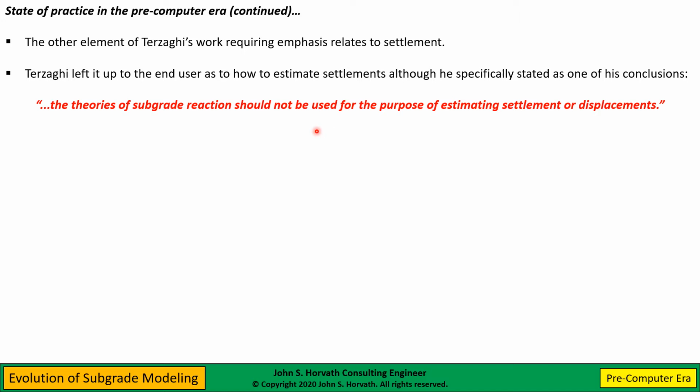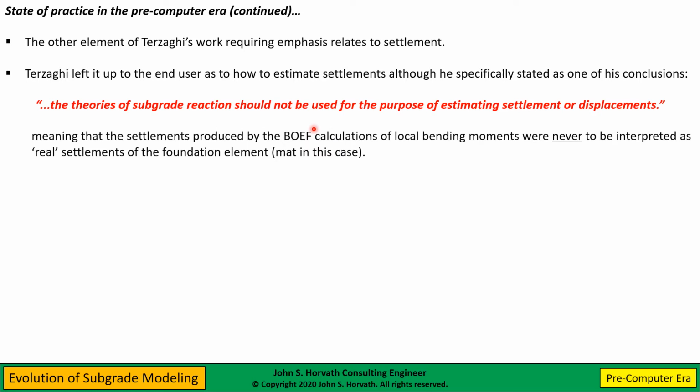Again, Terzaghi saw the whole concept of assuming, if you will, a soil spring constant as a better way to estimate local bending moments. He said nothing about global bending moments. He said nothing about settlement. It was a very narrow structural application. And importantly, it meant that the settlements that you do get from a beam on an elastic foundation calculation for local bending moments, never ever interpret as real settlements.